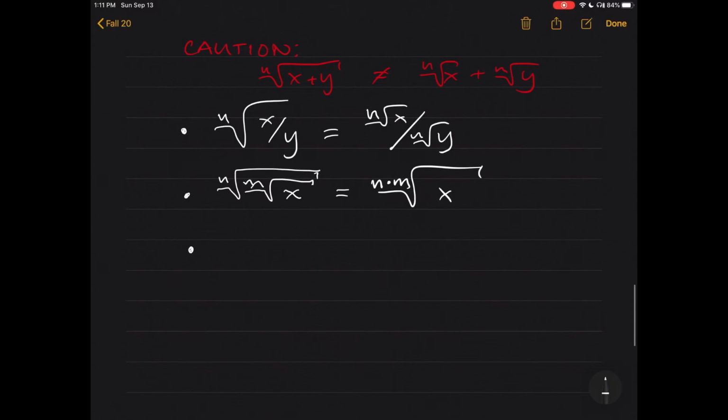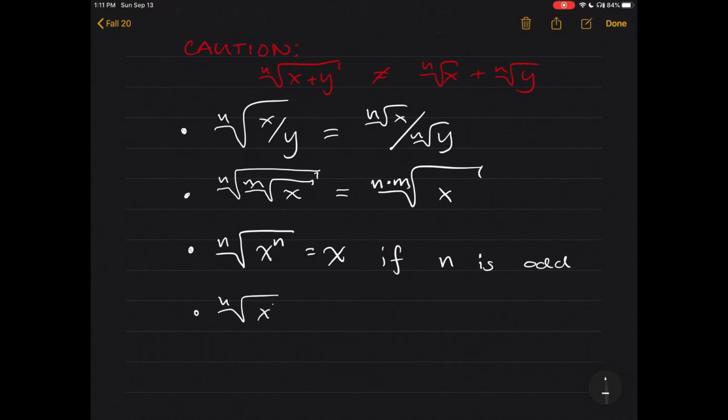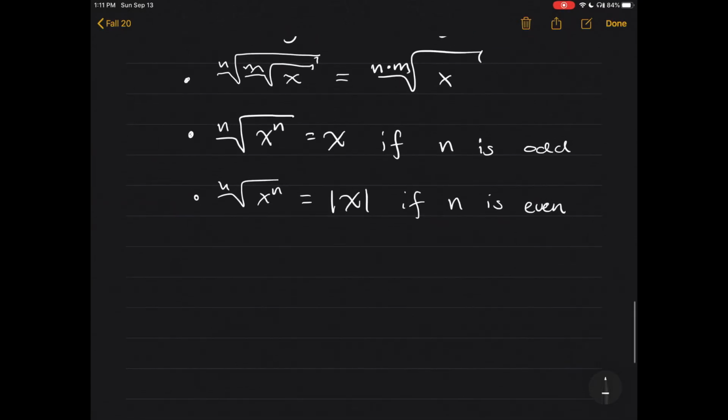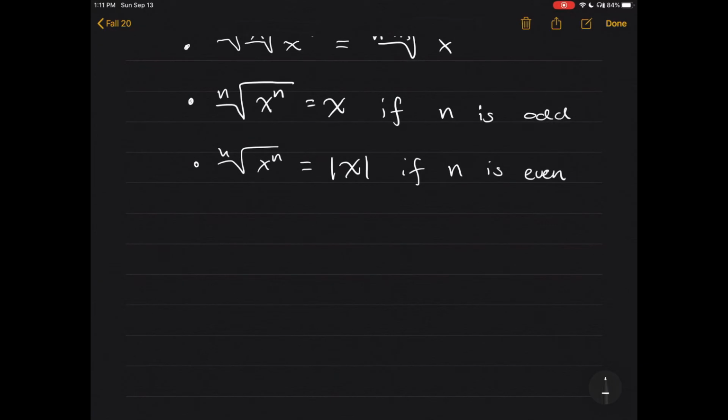Perfect. Okay, now these last two are going to be pretty important. If we have the nth root of x to the n, that's just going to be x if n is odd, right? If n is even, this is what we have: the nth root of x to the nth power is the absolute value of x if n is even. Cool. So you've got to pay attention to that, and make sure you keep track of whether your power is even or odd when you use these two rules.